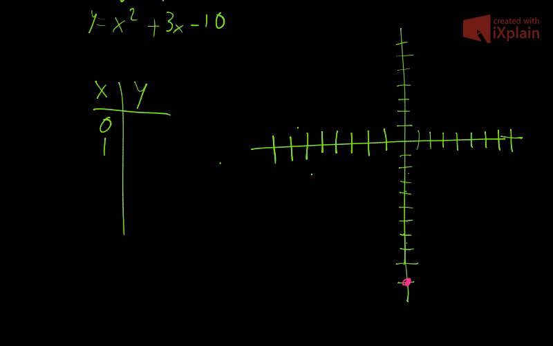Plus 3 times 1 is 3. Minus 10. So 1 plus 3 is 4. Minus 10 is negative 6. 1, 2, 3, 4, 5, 6. My next point would be right here.